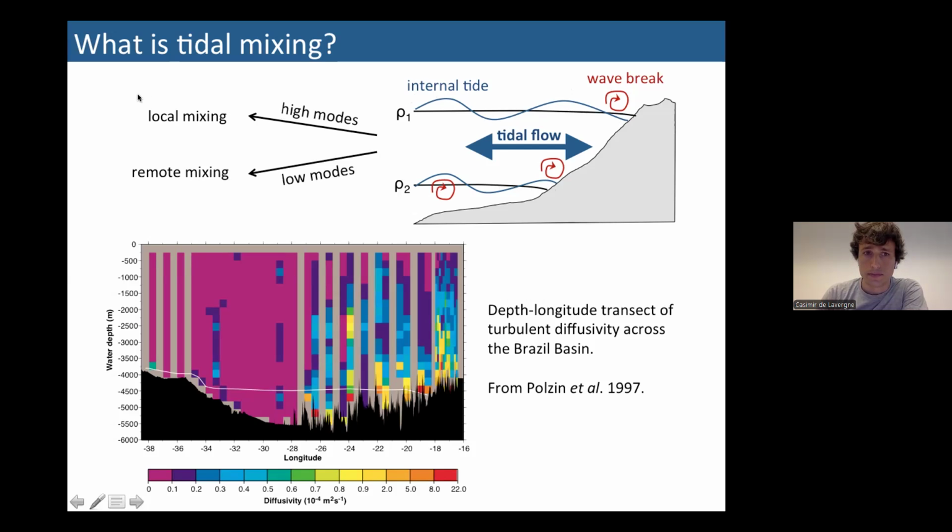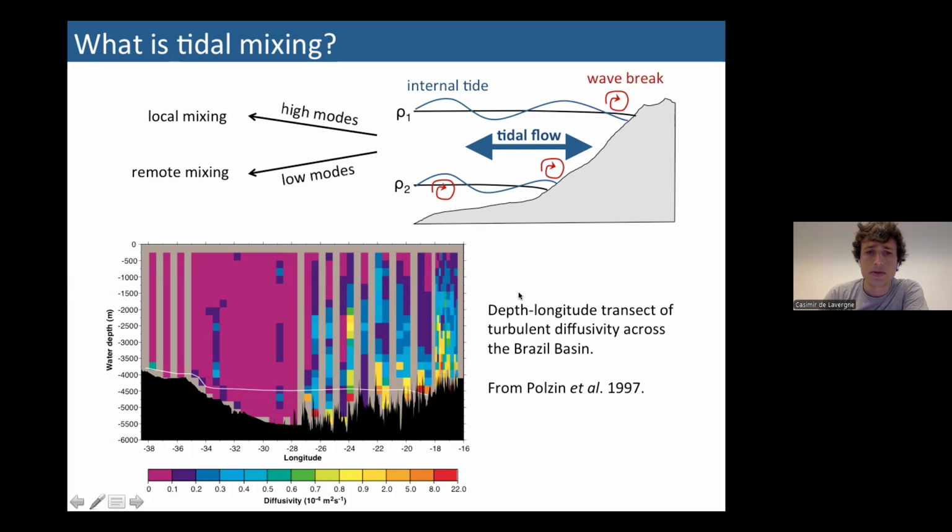Now, there are also large scale internal tides that are generated, which we call low modes, and which will feed the internal wave field of the global ocean, and they can propagate for thousands of kilometers, and they will ultimately fuel mixing in areas remote from the generation site.